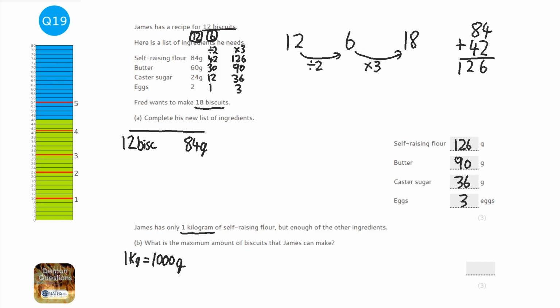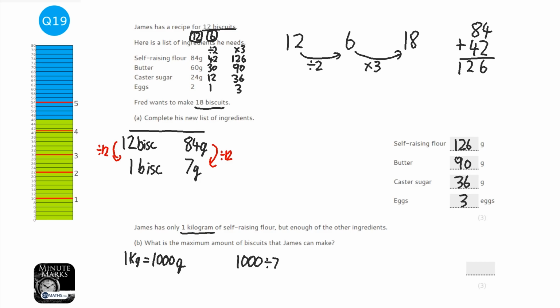So I want to work out how much one biscuit would be. So I'm going to divide both of those by 12 so that I can work out exactly how many biscuits I can make. So it's 84 and then divide it by 12, which you can do any method you want. The answer will be 7 grams. So one biscuit's going to be 7 grams. And now we've got 1,000 grams. So what we want to do now is work out how many 7s there are in 1,000. So we need to do 1,000 divided by 7.